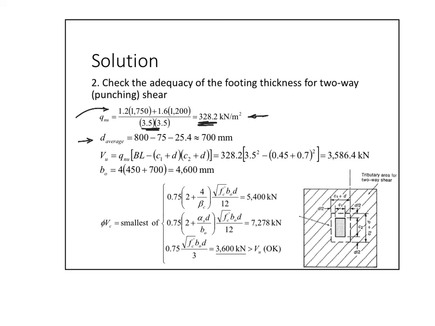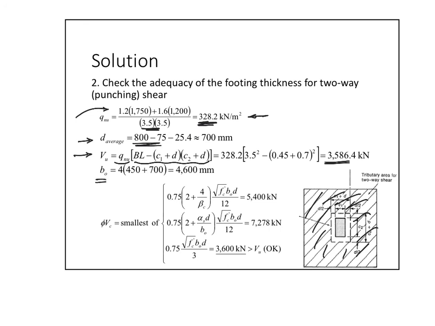D average is the depth, 800 minus 75 minus full bar. We take a full bar because that's the average between the bottom bar and the top bar. And then we calculate V ultimate, which is QNU times the area. Which area? This hatched area. Right?